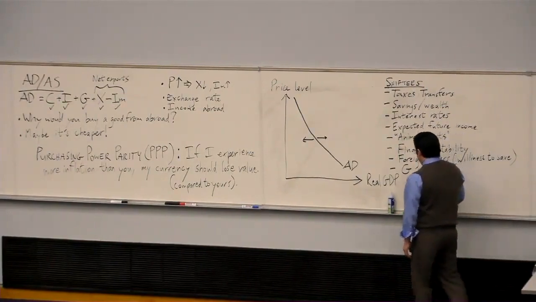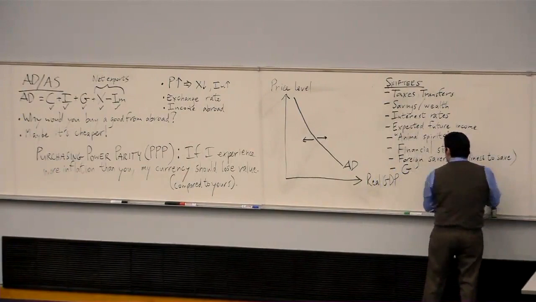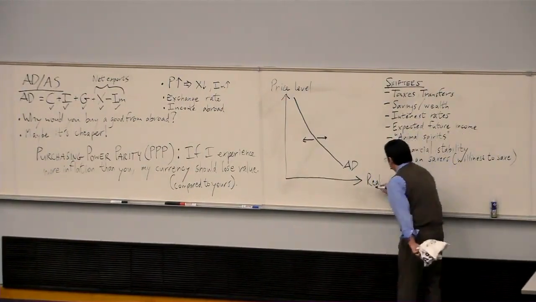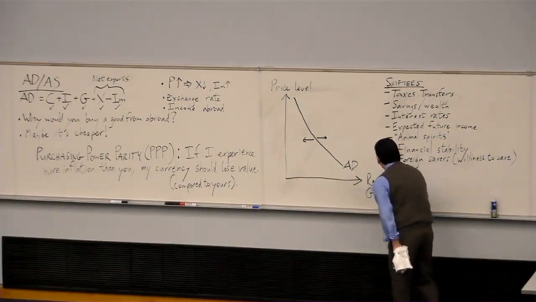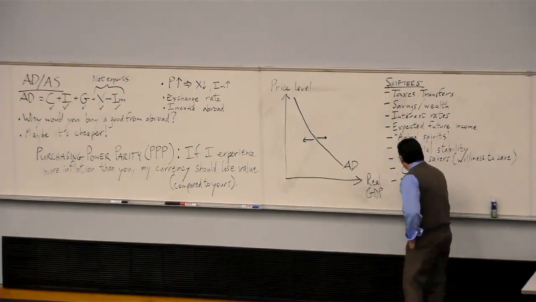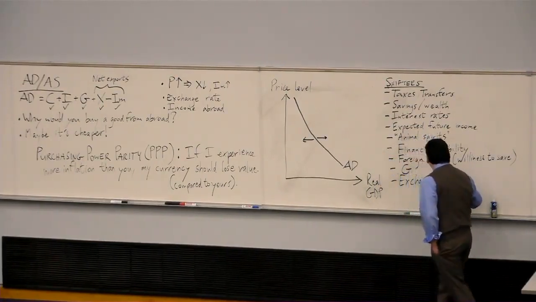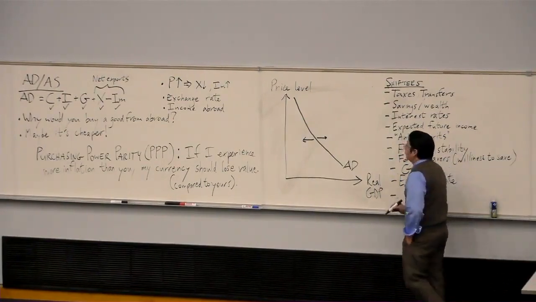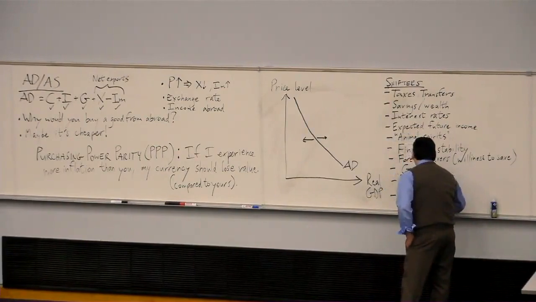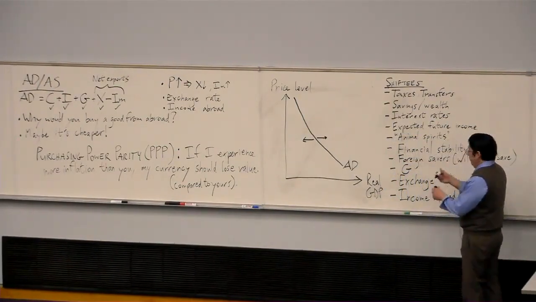And now today, we have a few more items to add to this list. We just saw that the exchange rate could matter. And we saw that income abroad could matter.